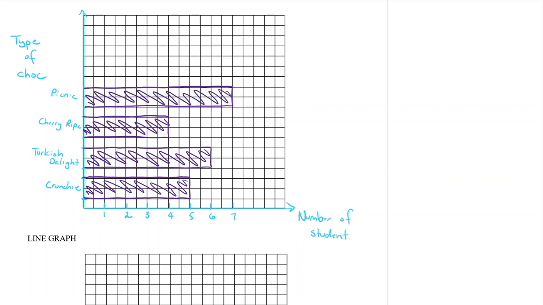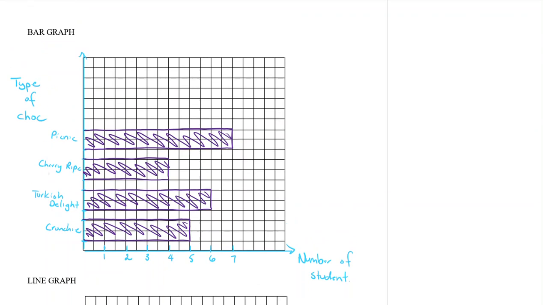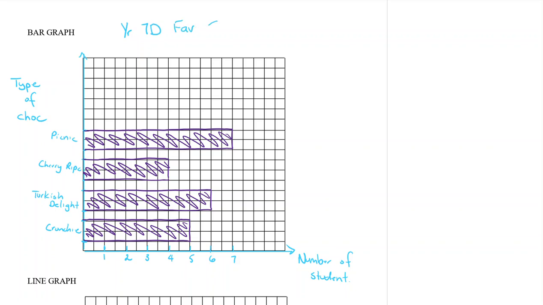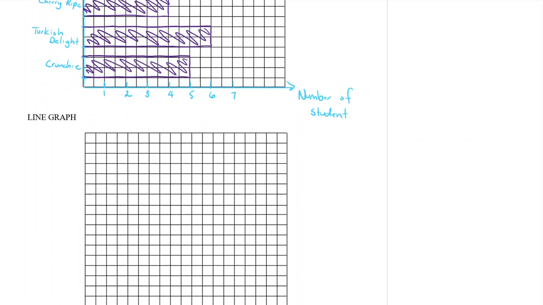And that's it. Okay, one more thing to do before I move on. I have forgotten something very important. Well, I haven't forgotten, I just haven't done it yet. I need a title. Every single graph. So this is Year 7D Favorite Chocolate. Okay, so we do a check, make sure we have all our labels, which we do. And now we're ready to move on to the next one.